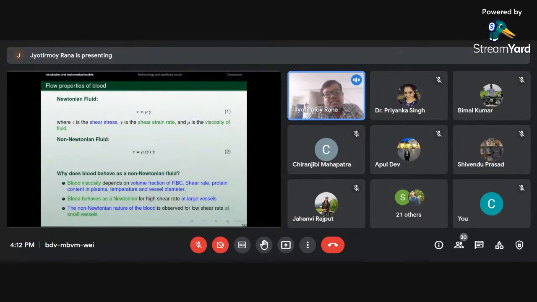So now the question comes: why does blood behave as non-Newtonian and also sometimes Newtonian? Because blood viscosity depends on hematocrit, which mostly depends on the RBC, and on the shear rate, the protein content in the plasma, the vessel diameter, and several other aspects. For a large vessel, blood behaves as Newtonian, because a high shear rate can be seen, and due to this, blood viscosity is constant. That is when we see the Newtonian effect of the blood.